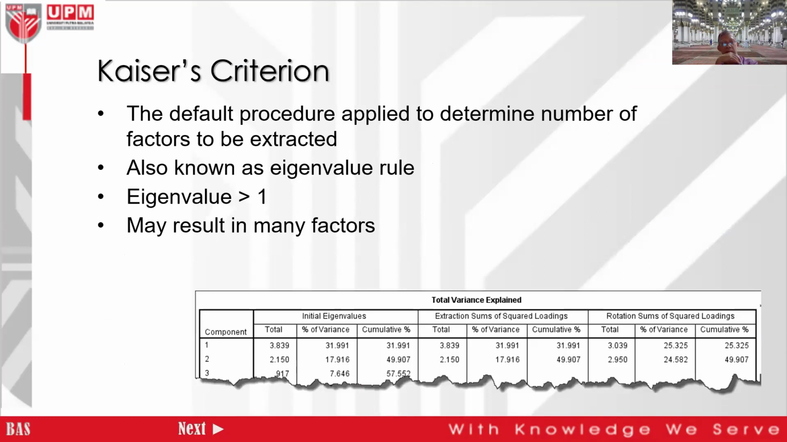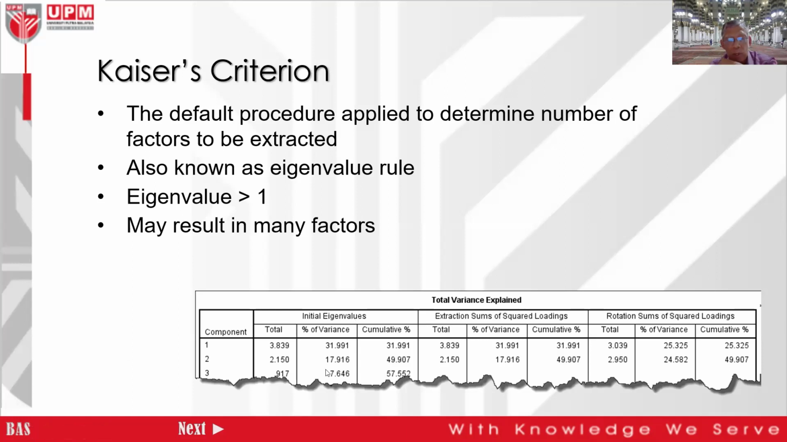Okay, for the Kaiser criterion, we just need to focus on the initial eigenvalues. You see the first column here, the initial eigenvalues. Focus your attention on the column called Total. These are eigenvalues. If the value is more than 1, then you should extract that as a factor. In this case, the first eigenvalue is 3.839. I mean, you get the first factor.